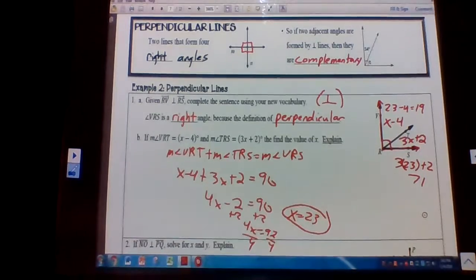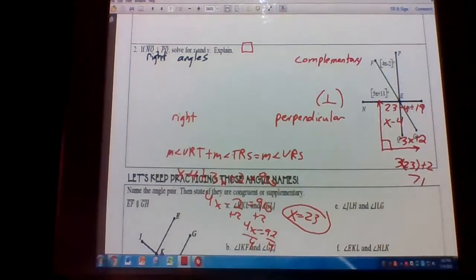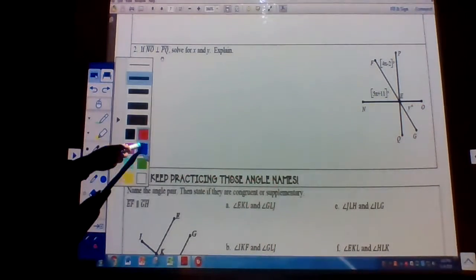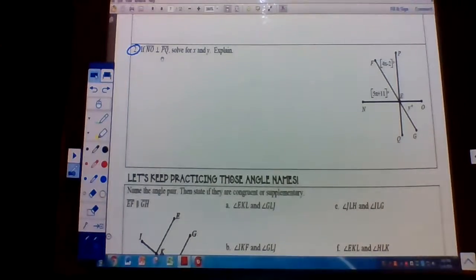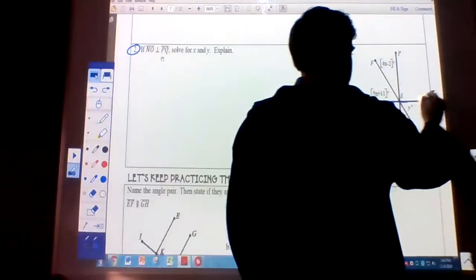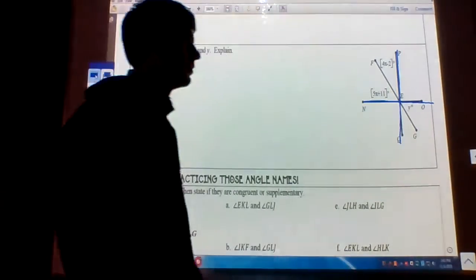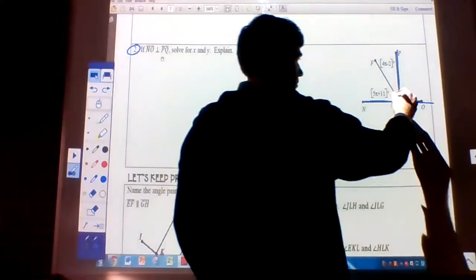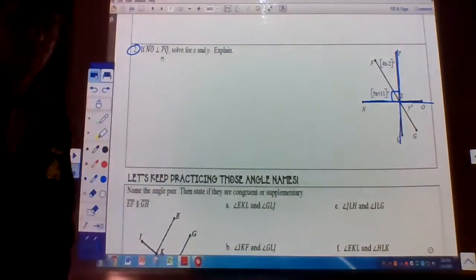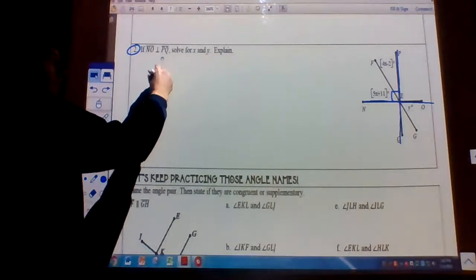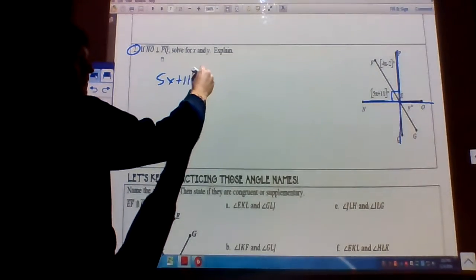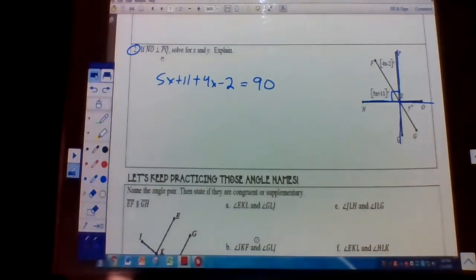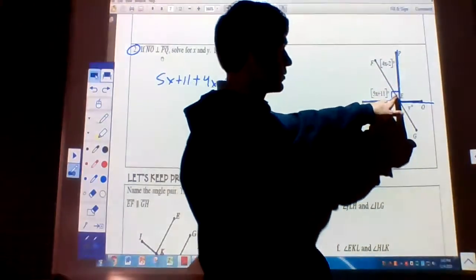The second question here. Okay, it's telling us that NO is perpendicular to PQ. So NO perpendicular to PQ means perpendicular here means that they're going to form right angles. So we have right angles. You know, the measure of right angle is 90 degrees. So we're going to have 5x plus 11 plus 4x minus 2. Those are complementary angles. They're going to add up to 90 degrees. Small angle plus small angle equals the whole thing.